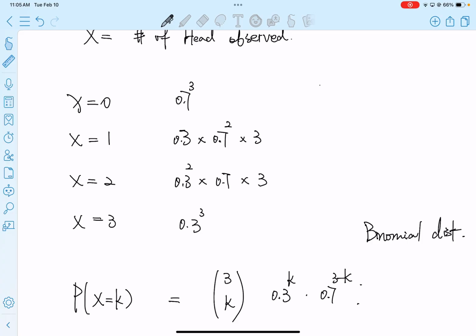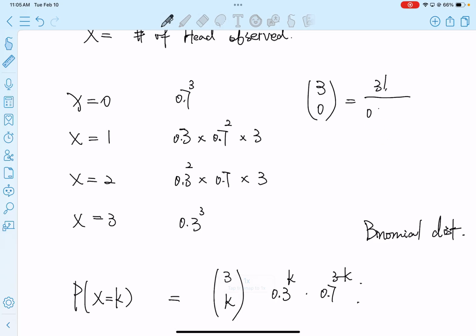So this is saying we have 3 different outcomes. We want to choose 0. If we plug in the formula, you have 3 factorial, and then 0 factorial, and then (3 minus 0) factorial, you get exactly 1. So by using this binomial coefficient, you can handle the counting part.